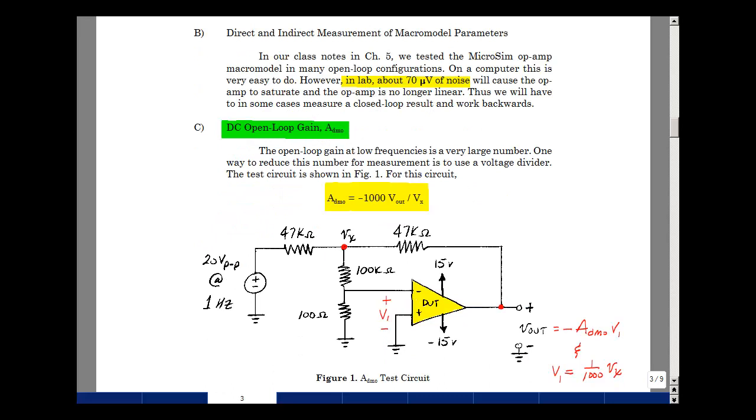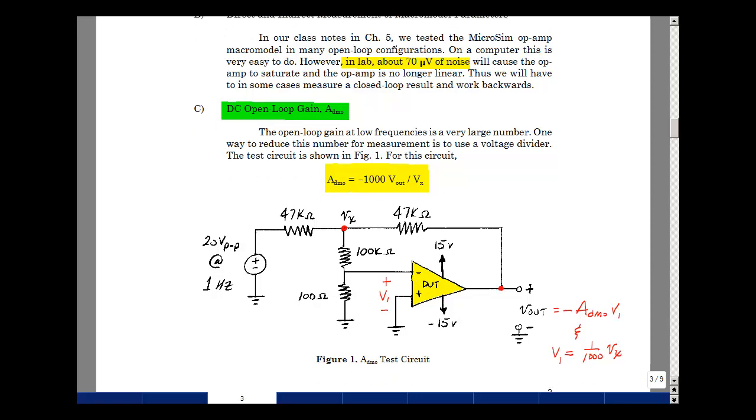Now in our class notes in chapter 5, we tested an op-amp macromodel in many open loop configurations. That's easy to do on a computer because there is no noise in a computer simulation. But in lab, if we had 70 microvolts of noise and multiplied that by 200,000, we get about 14 volts. That's basically the saturation voltages of our op-amps. So we can't take any measurements in lab open loop unless you apply some really tricky techniques to be able to measure anything. So we're going to do something quite different. We're going to measure closed loop circuits and work backwards since we derived the formulas.